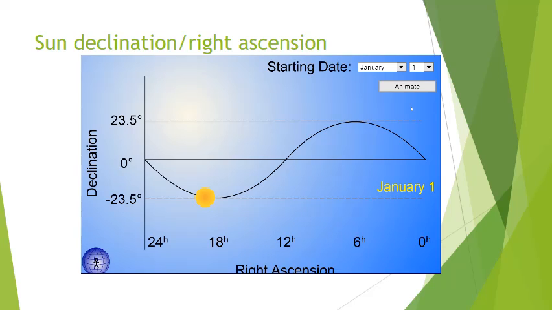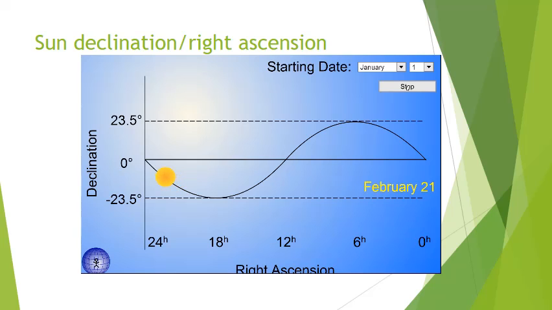So here we are in early January, and notice that the sun's declination is negative. In fact, it's pretty close to negative 23.5. It's a little shy of that. Its right ascension value is, well, it's a little bit past 18 hours. It's 19 hours or whatever. Notice what happens when I animate this thing.